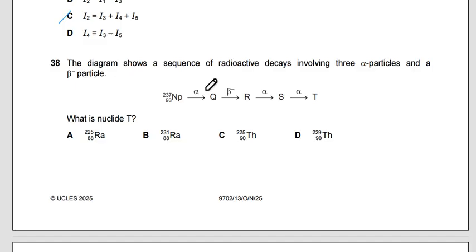For the first alpha emission, we have a decrease here by 4 and here by 2. For beta, mass number remains the same and atomic number increases by 1. For alpha again, it decreases by 4 and this decreases by 2, so it is 90. Alpha for the third time gives us this.